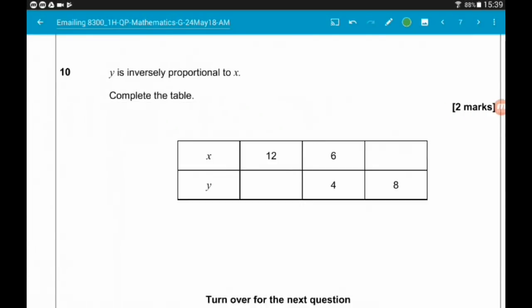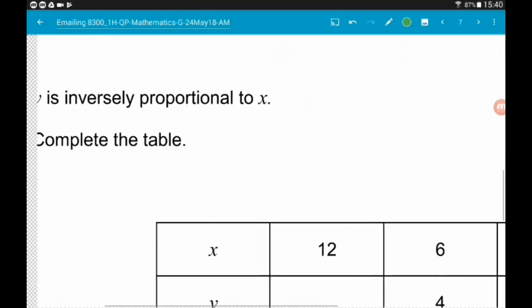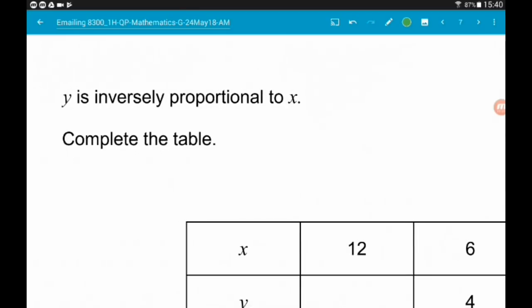Question 10. Y is inversely proportional to x, and we want to complete this table of values. So I'm going to put a link down below in the description to my playlist on proportion for anyone that's unsure. So if y is inversely proportional to x, that means the first thing really that we should write is y is proportional to 1 over x.